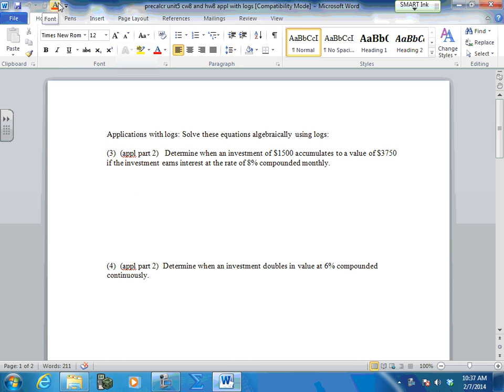So if you look back to your applications with logs, we had a problem. It was number 3 on application part 2. We had a problem that said determine when an investment of $1,500 accumulates to a value of $3,750 if the investment earns a rate of 8% compounded monthly. So we came up with a formula. We used your interest formula, and we had to set it up like this.